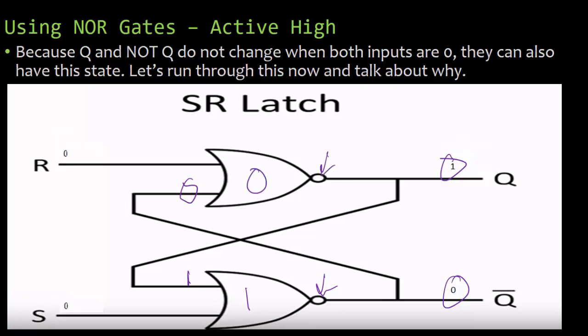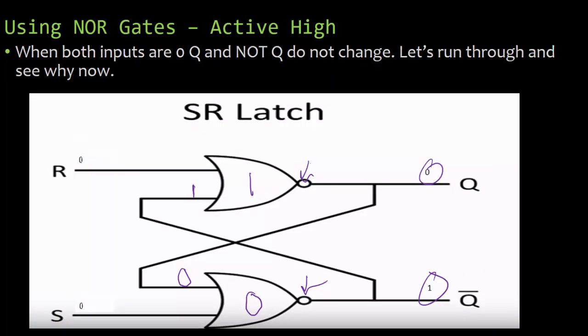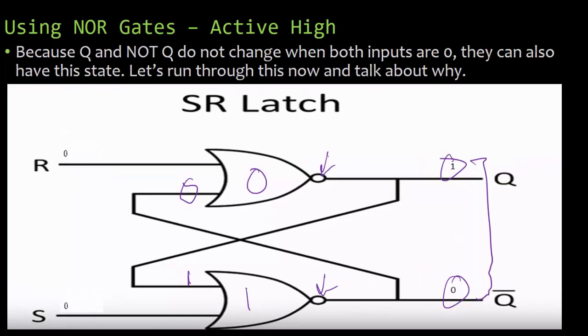So we can see right away by running this and understanding it why the values of Q and not Q do not change. So when R, the reset, and S, the set, are both at 0, the value of Q and not Q do not change, which is why it can have this starting state, or it can have this starting state. So where Q is 0 and not Q is 1, or it can have Q is 1 and not Q is 0.